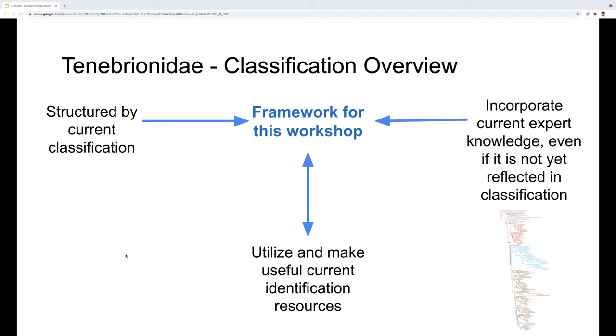But at the same time, we're trying to incorporate our current expert level knowledge. So we've had a lot of molecular work, but as you'll see as we go through this, mostly that means that the molecular work says, hey, none of our groups are good. And we're still now in that phase of scrambling to say, well, what are natural groups and how can we circumscribe that? So we really wanted to present this all together in this workshop, but also with the goal of helping you all still use the existing resources, even if the groups may not be monophyletic and may change in the near future.